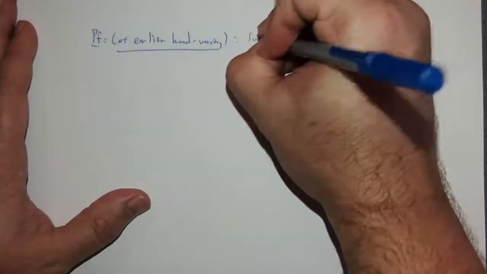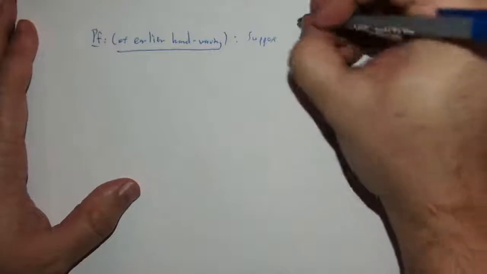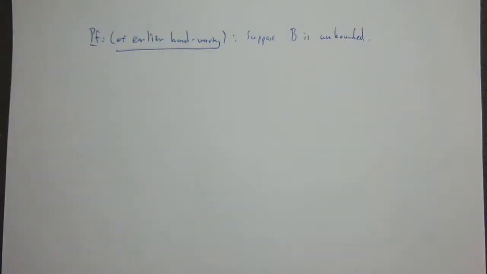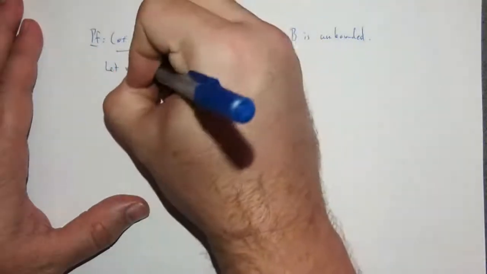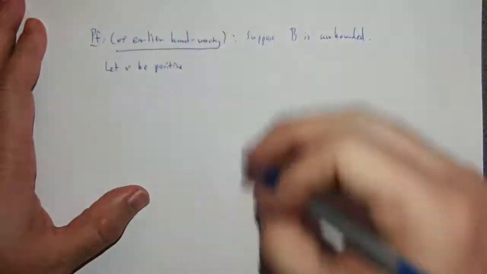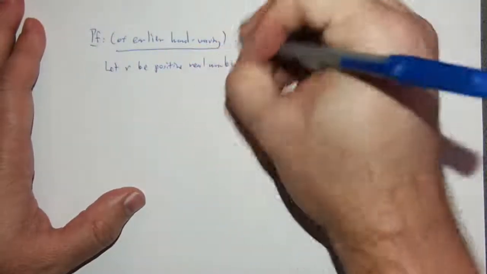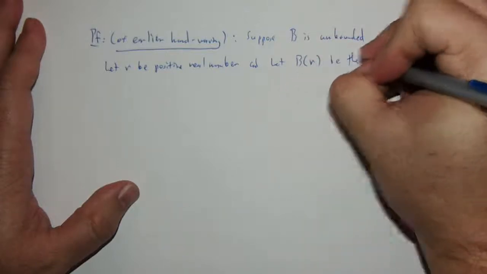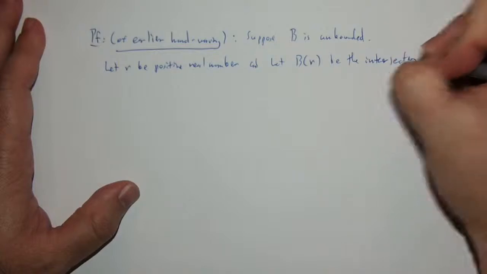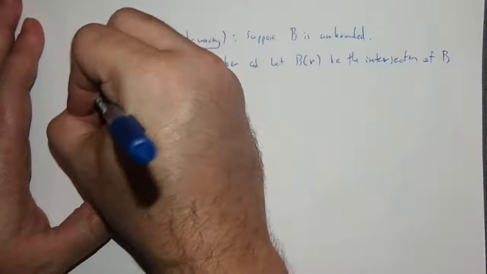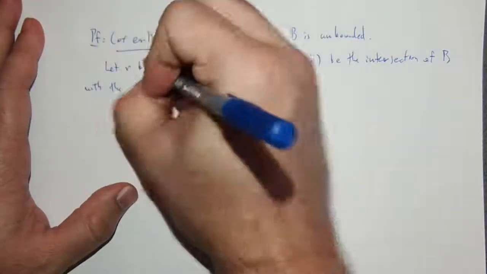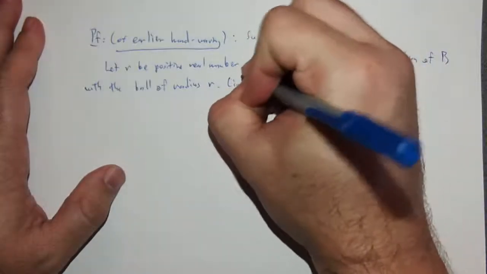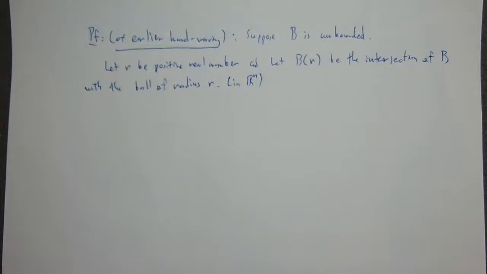So suppose that B is unbounded. Okay, so let R be a positive real number, and let B of R be the intersection of B with the ball of radius R. Okay, in Rn. So the open ball of radius R in Rn.